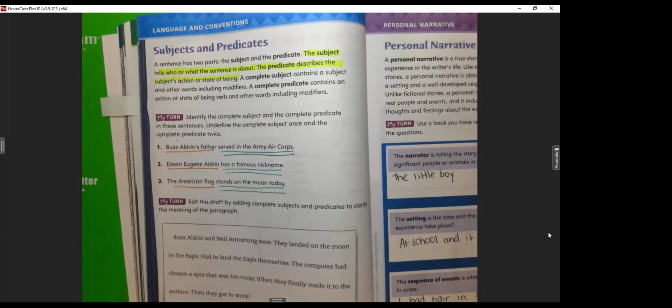Wait. Oh, never mind. I thought that bed kind of looked like my bed.